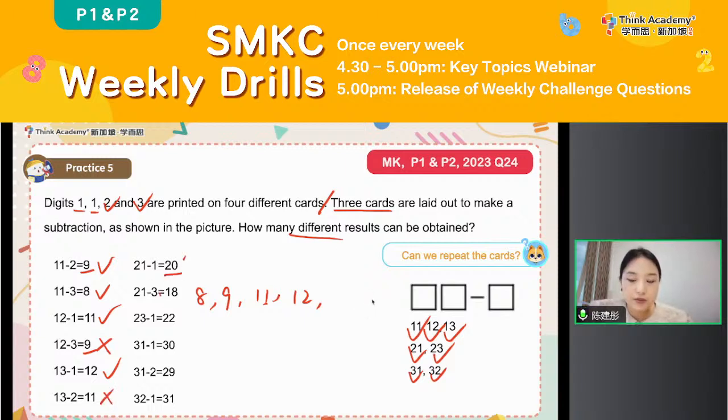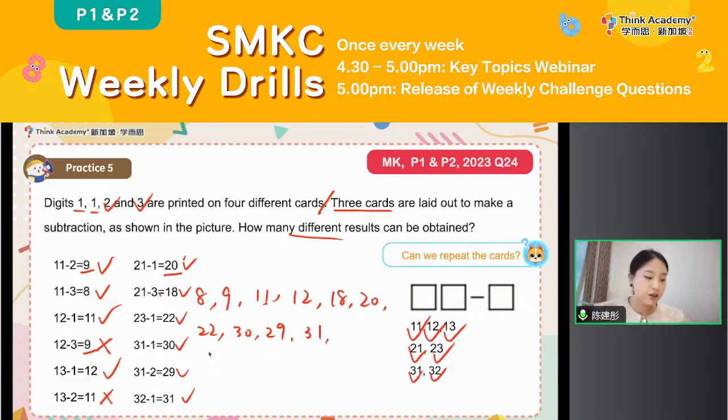And then how about the 20? Yes, 20 can, right? And then how about the 18? Yes, 18 also can. And then how about the 22? Yes, also can. And then the 30 can or cannot? Yeah, 30 can. And then 29 can. 31 also can, right? So here are the results that we can get. So everyone, this is how we solve the problem.